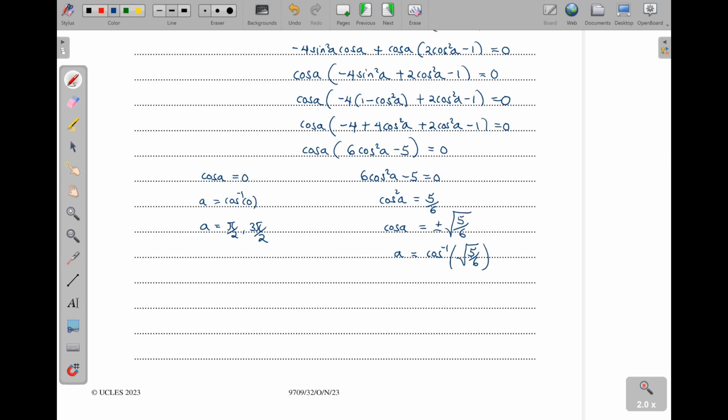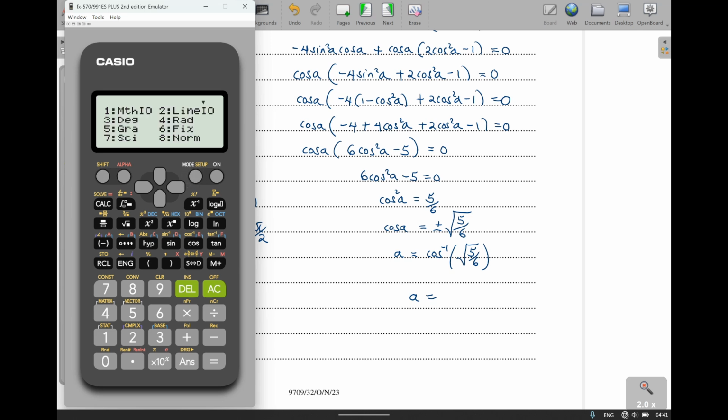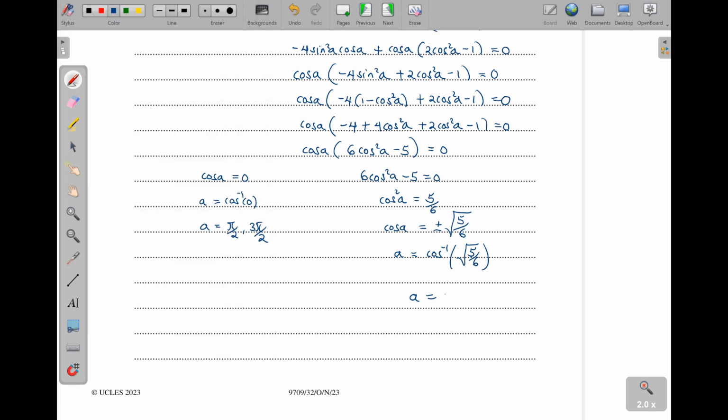Okay, so putting this in the calculator, remember it has to be in radians. What is our a to 3 significant figures? We change the calculator to radians, then shift cosine, then we have the square root of 5/6. This one gives us 0.421.